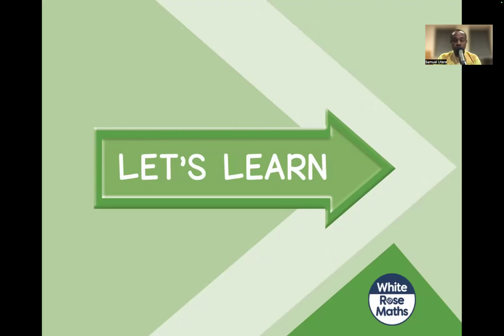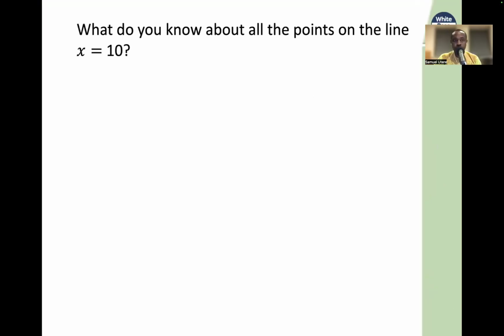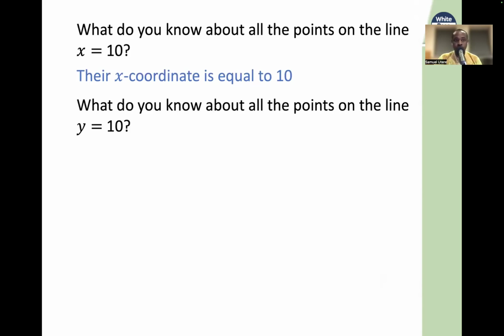It's now time to do some new learning. What do you know about all the points on the line x equals 10? Well, by now you know that all the values would always be 10. If we were to write a pair of coordinates, the first number will always be 10.